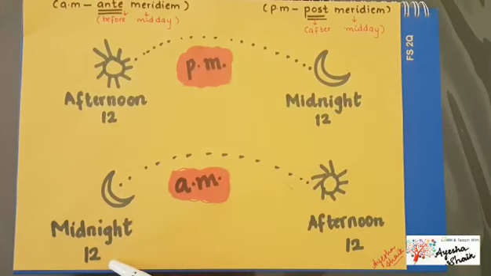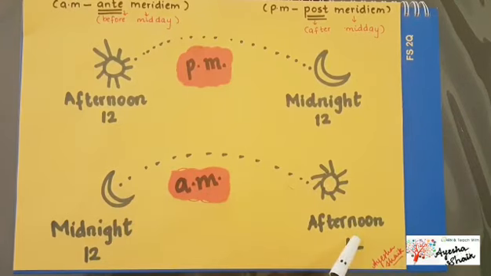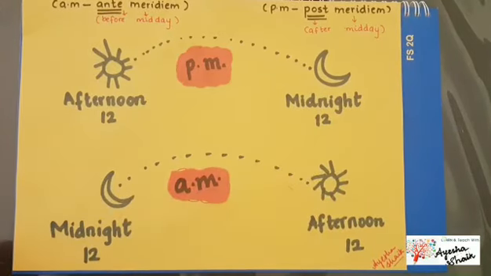How about AM? From midnight 12 o'clock till afternoon 12 o'clock, we say it as AM. So midnight 12 o'clock until afternoon 12 o'clock, it's called AM. So this is one way of remembering AM and PM.